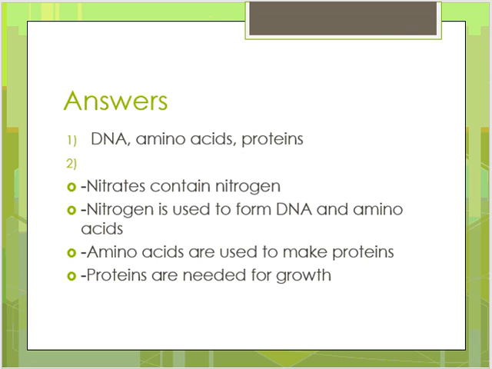The first one, we know it's found in DNA, amino acids, and proteins, and we know that amino acids make up the proteins. And then the second one, nitrates contain nitrogen. Nitrogen is used to form DNA and amino acids. Amino acids are used to make proteins. Proteins are needed for growth. Those 4 things will get you your 4 marks.